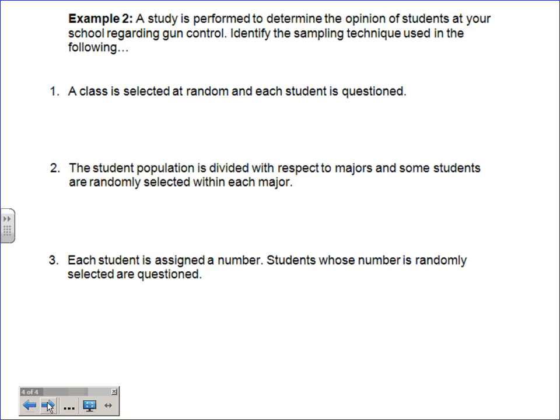That's not what it says here. It just says everybody's a number, randomly chosen. Does everybody in that population have the exact same chance of getting selected? They do. So that's a simple random sample.